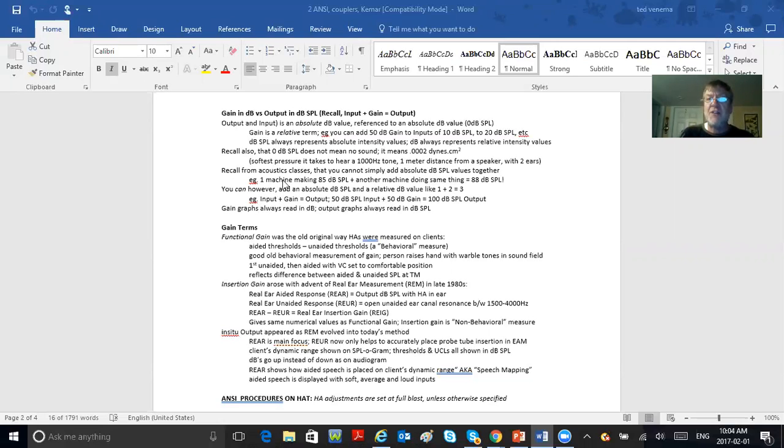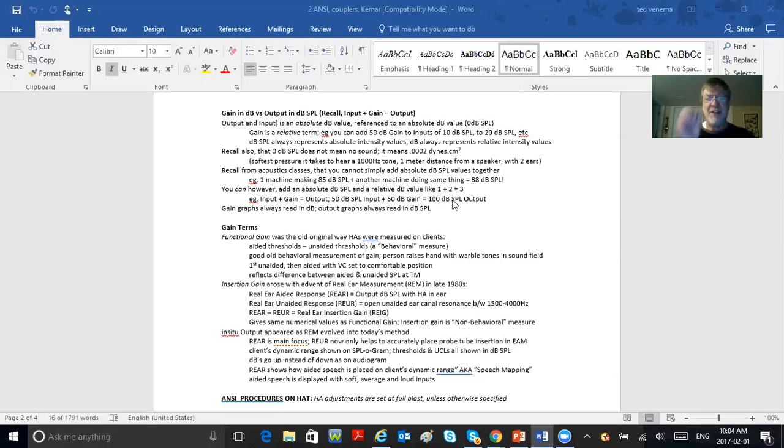Recall from acoustics class 2 that you can't simply add 2 absolute dB SPL values together. One machine making 85 SPL, another machine doing the same thing, total them together, 88. If they were identical machines, you'd go up by 6, but you assume they're different because nothing's identical in machines. You can, however, add an absolute dB SPL and a relative one together, like 1 plus 2 is 3. Input plus gain is output. 50 dB SPL input plus 50 dB of gain is 100 dB SPL output.